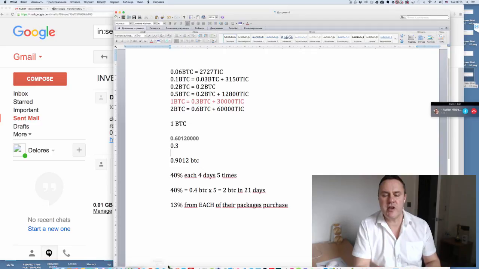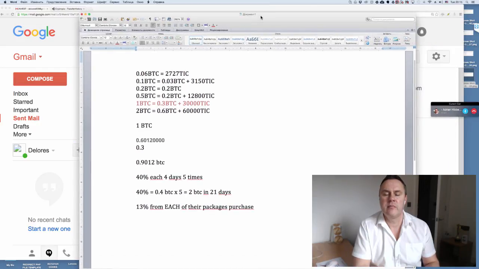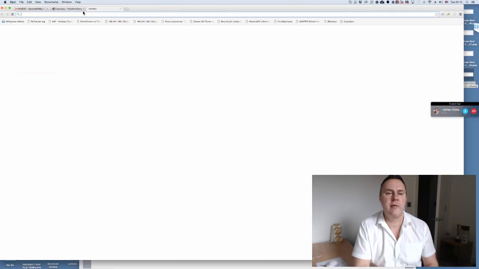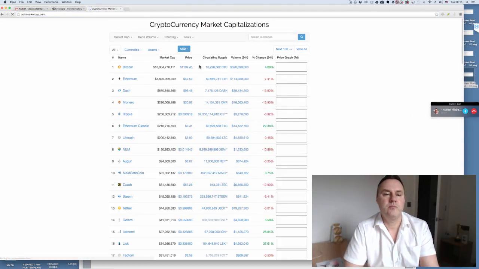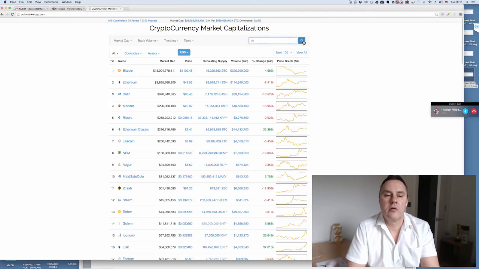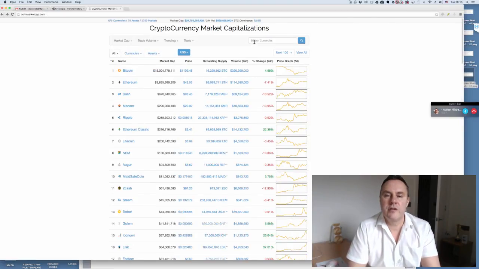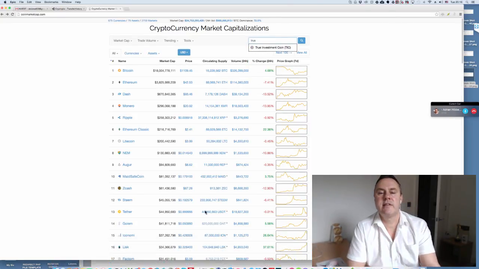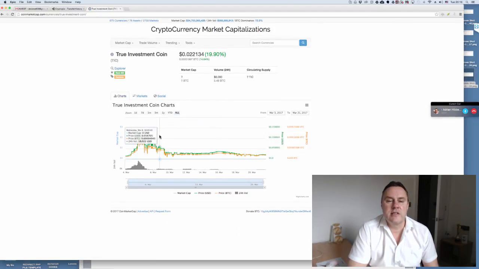Let me just check. Let me just come onto my computer here. Go on to coinmarketcap.com. You mean on your computer, yeah? Open up a tab. Okay. Coinmarketcap.com. What's it called? True. Oh, there it is. There it is. Yes. So, it's 2 cents.